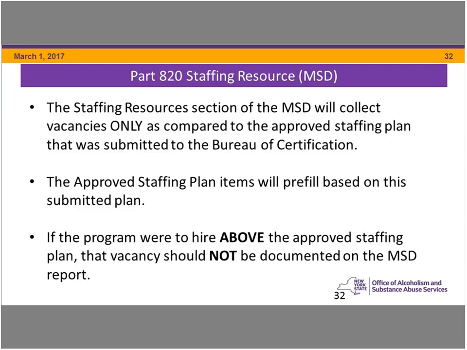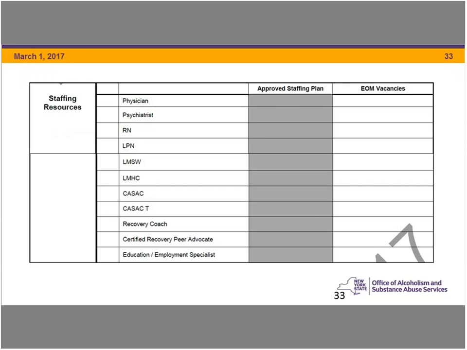So if I hire more staff than was originally approved, there's no need to delineate that in any way? No. Let's say your approved staffing plan for LMSWs were 2, so you'll see a 2 in that grayed out column under LMSW, and you decide as a program that you want 3, and you have 2 currently employed, you're looking for the third one, you wouldn't document that vacancy. You would put down a 0 because you've got the 2 LMSWs that are currently employed.